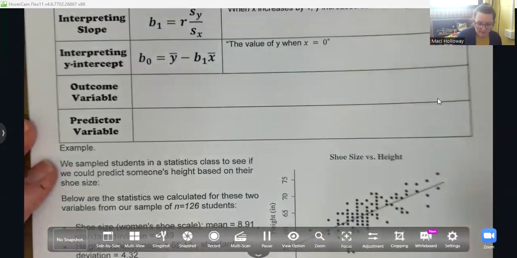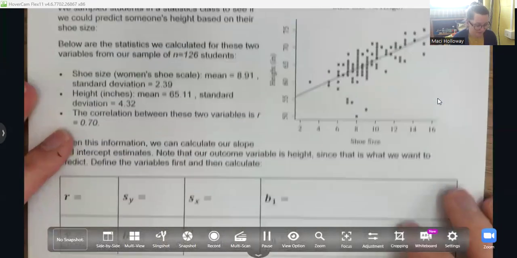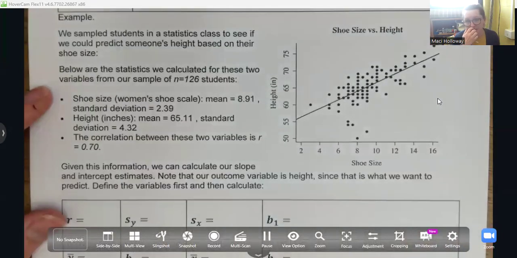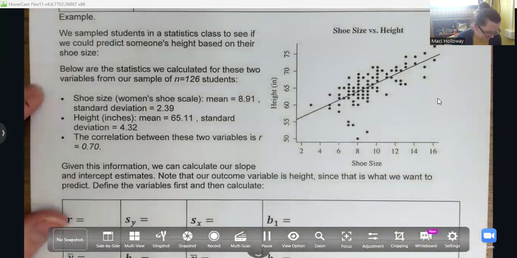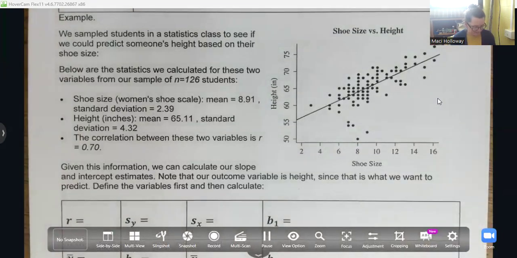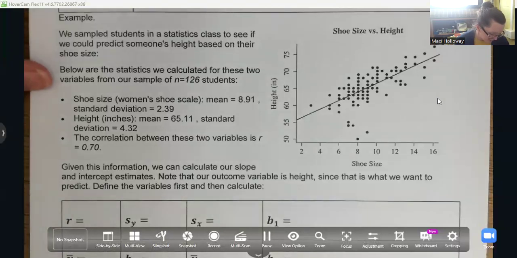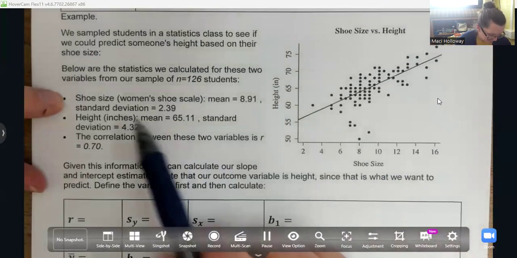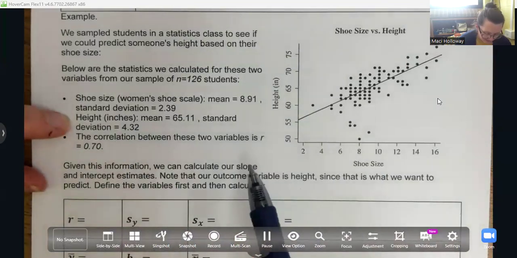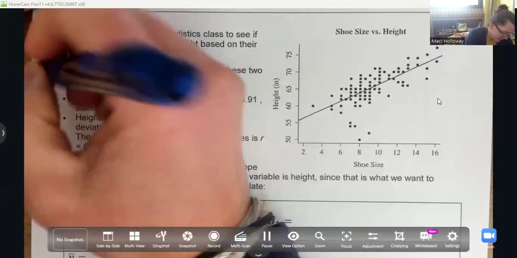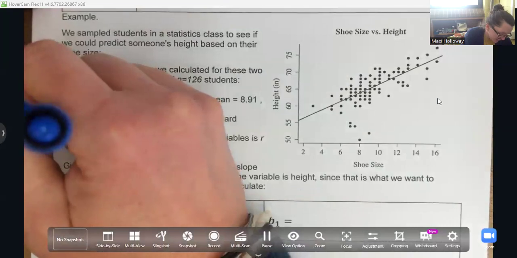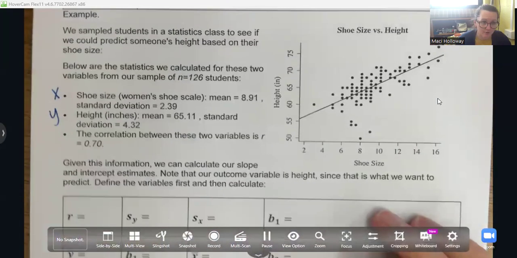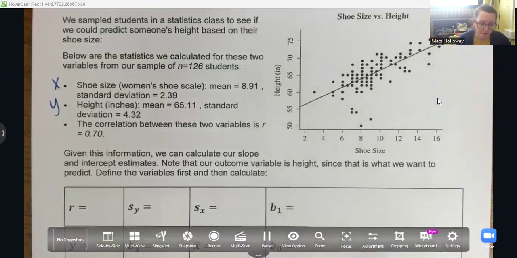All right, so if you wanted to pause or go back and put those down, let's try an example together to see if we can predict height based on a woman's shoe size. So below are statistics, and it tells us shoe size and height. So if we're predicting height based on shoe size, then our shoe size is going to be our predictor variable, x, and our height is going to be our outcome variable, y. So I'm trying to predict height based on shoe size.